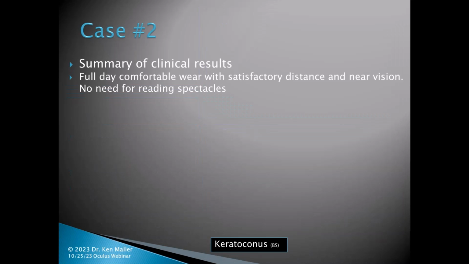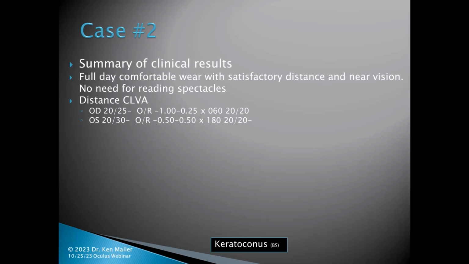And our results: full day comfortable wear with satisfactory distance and near vision. She didn't need the reading glasses any longer. The distance corrected lens vision here was 20/25 minus, but with an over-refraction, she was able to get to 20/20. And on the left eye, 20/30 minus, and again, with an over-refraction, she can get down to 20/20 minus.